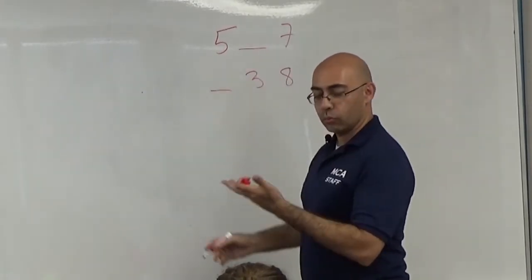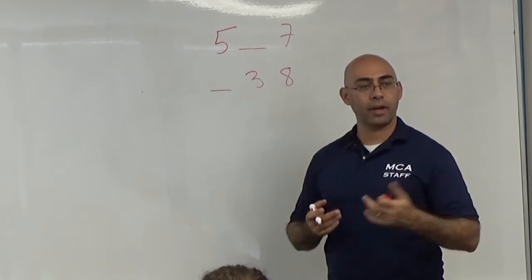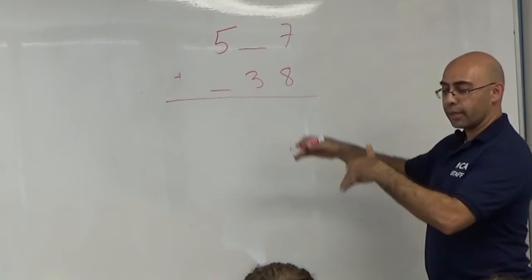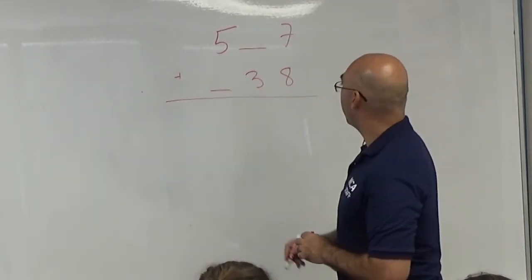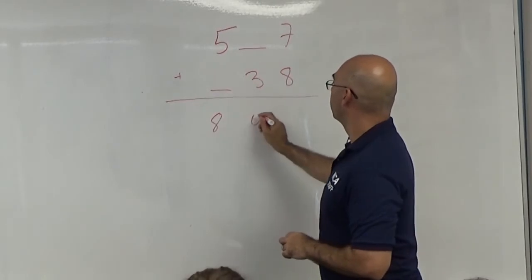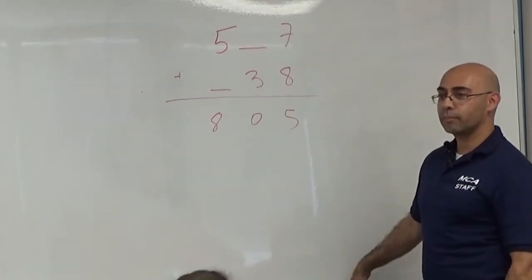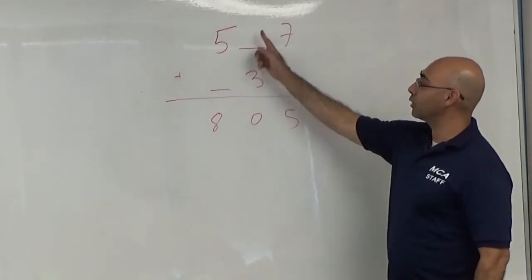And what are those numbers doing? Are they adding, subtracting, multiplying, dividing? It says they're adding. Now, what does it say underneath that? 805. All right, so how would I do this problem? How would I figure out what this digit is and what that digit would be?